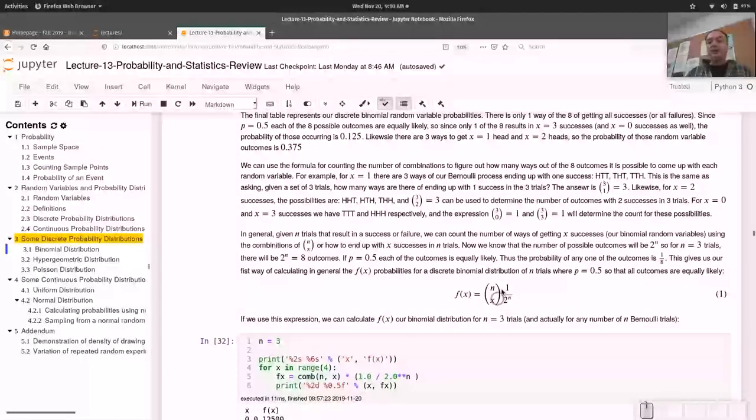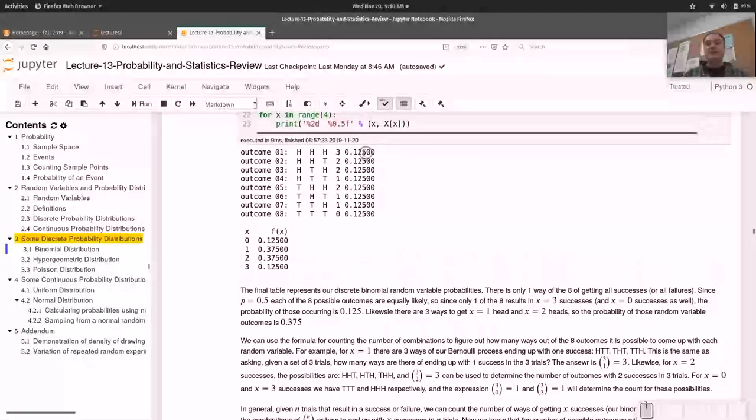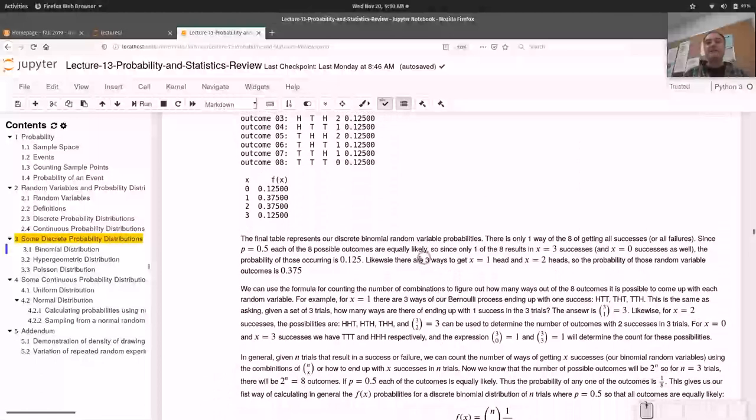But in general, again, using this to count the number of combinations, basically how many ways are there of getting x successes among n trials? So this would work in general, whatever the number of trials n is and whatever the number of successes x is that you want to count up. So that's kind of how we use that. So given that, then, all you have to do is figure out the probability. And we mentioned this last time.